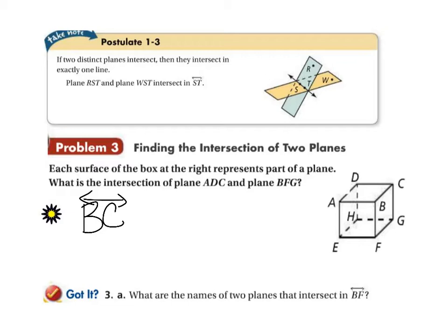It says, what are the names of two planes that intersect in BF? So I've got to find my line BF here. It's right here, this front edge. On this edge, the two planes that create that edge are the front of the box and the right side of the box. On the front of the box, I'm going to pick three letters. A, B, F, and E are my four options. I just have to pick three of them.